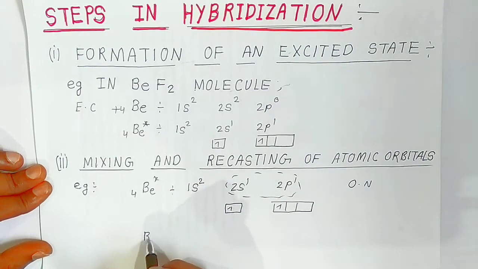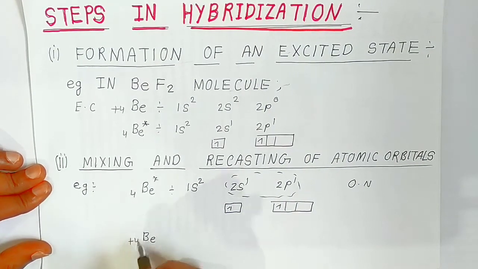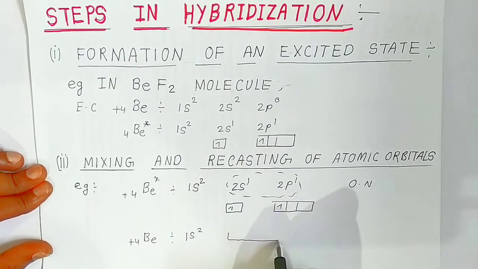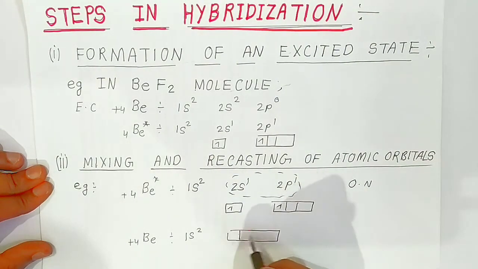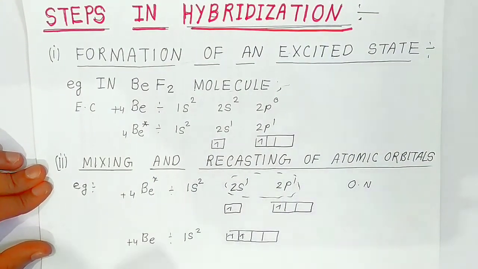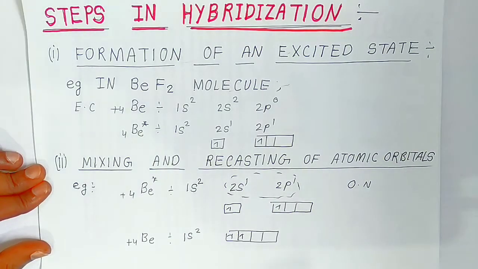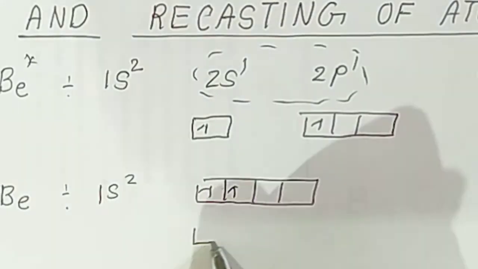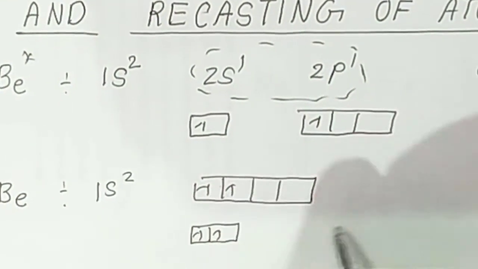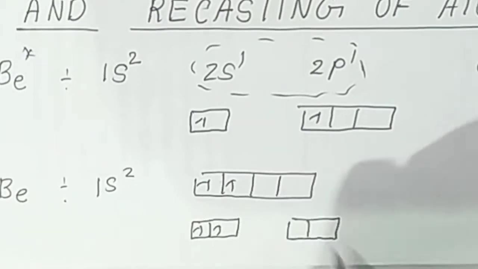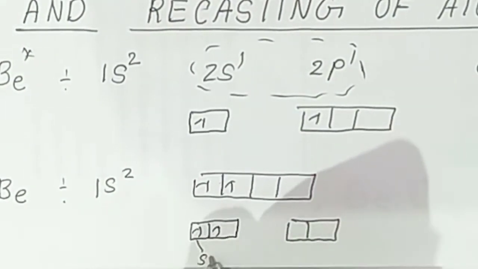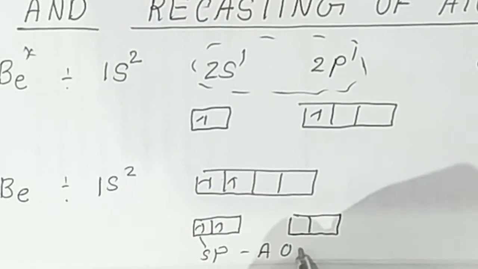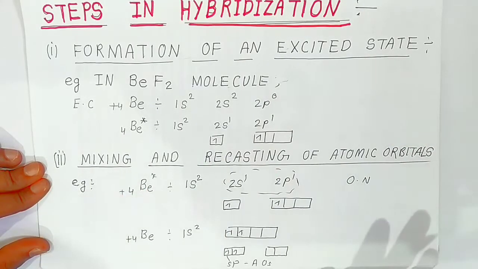Now what happens is that because there is a recasting of orbitals, these orbitals will mix and form new atomic orbitals like this. These are the mixing and recasting. You can represent it like this. These two will have the same energy level, and the other two are empty orbitals. Since one s orbital and one p orbital are involved, we call these sp atomic orbitals. This is the mixing and recasting of atomic orbitals.